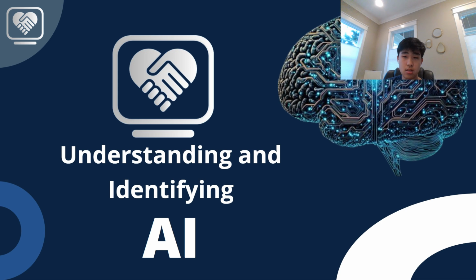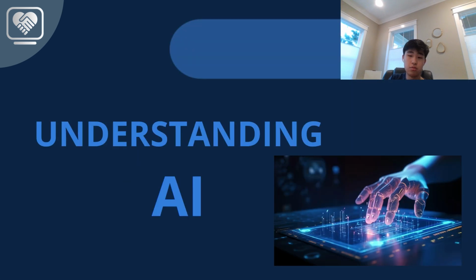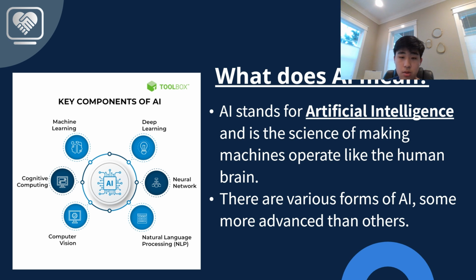Today, we will be discussing the ethics of AI, particularly understanding and identifying AI. So, first, we'll be talking about understanding AI. So, what is AI? AI essentially stands for artificial intelligence and is the science of making machines operate like the human brain. And there are various forms of AI, and some are more advanced than others.